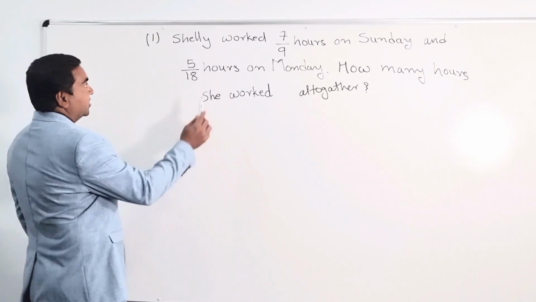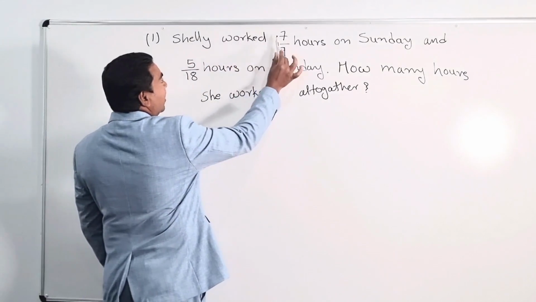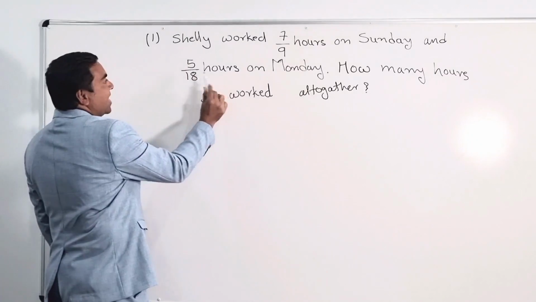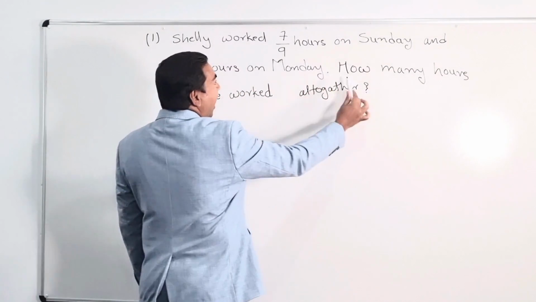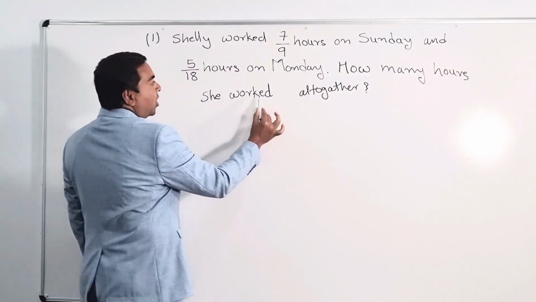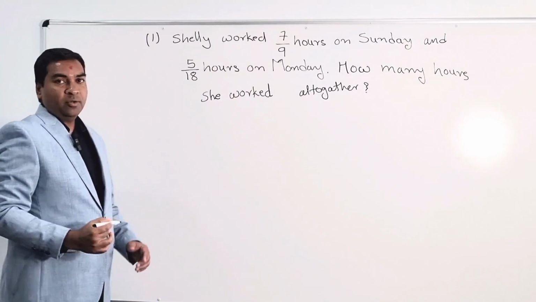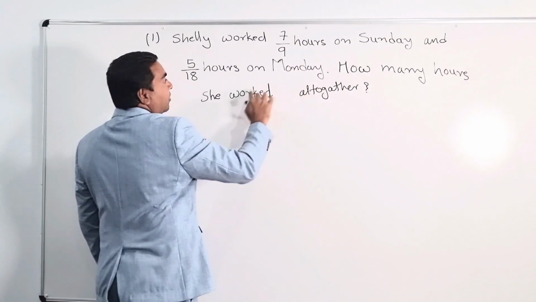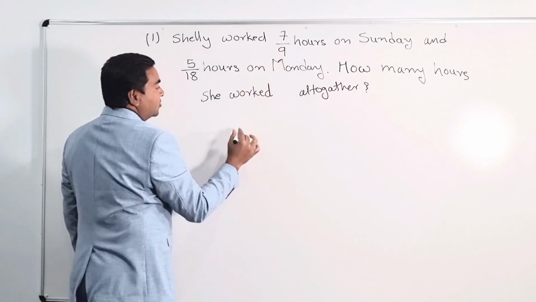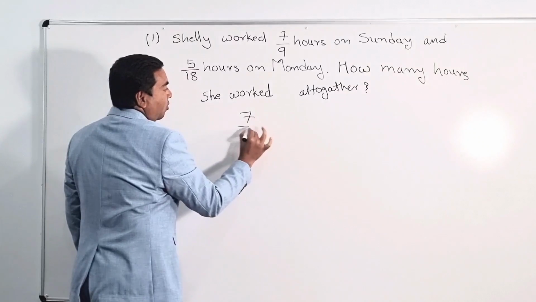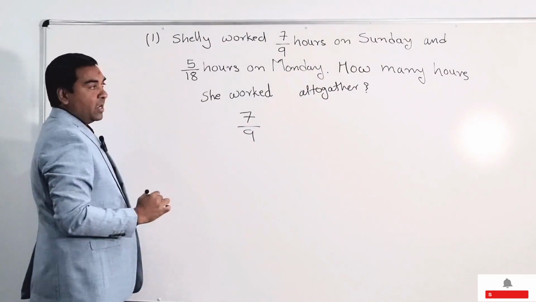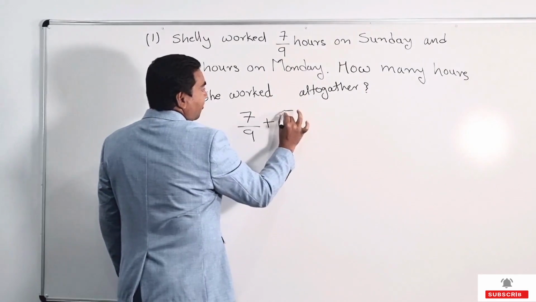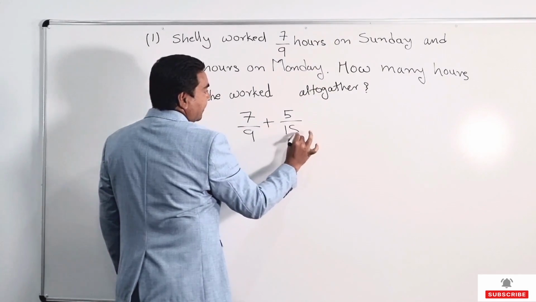So the first question is, Sally works 7 upon 9 hours on Sunday and 5 upon 18 hours on Monday. How many hours did she work altogether? So basically, whatever she has worked on Sunday and Monday, we're going to add them. Sunday she is working 7 over 9 hours, and Monday she is working 5 upon 18. So I'm going to just add them, 5 over 18.